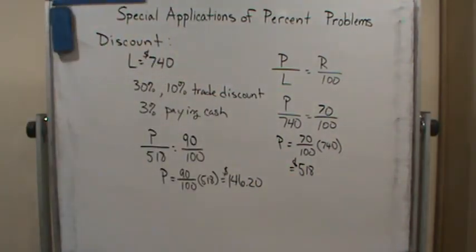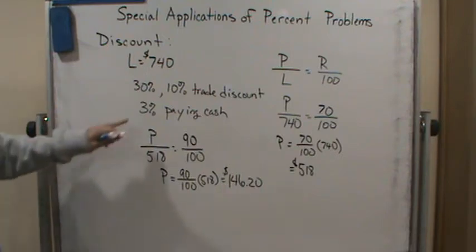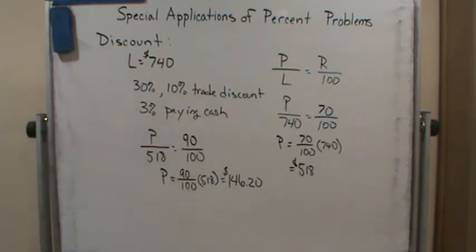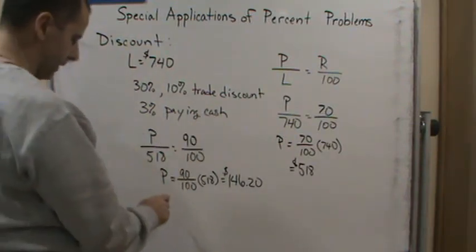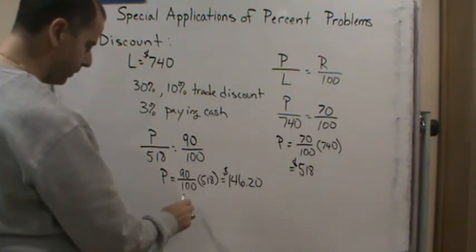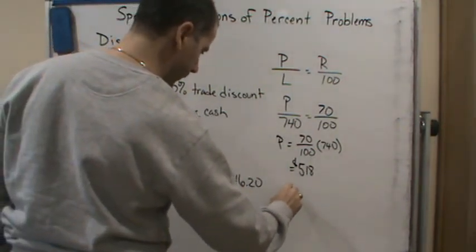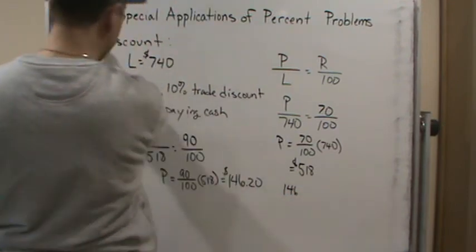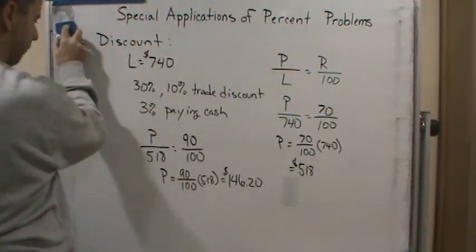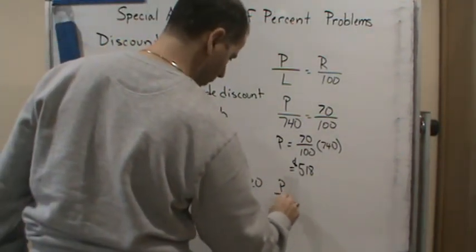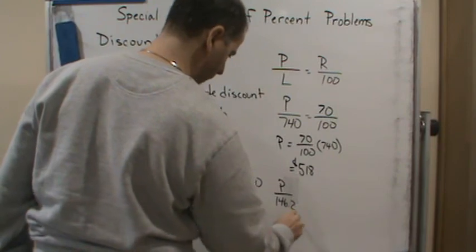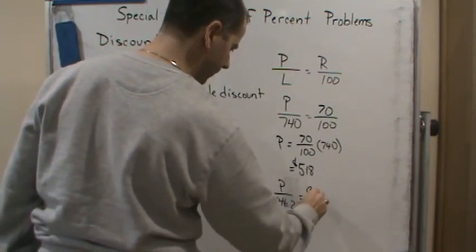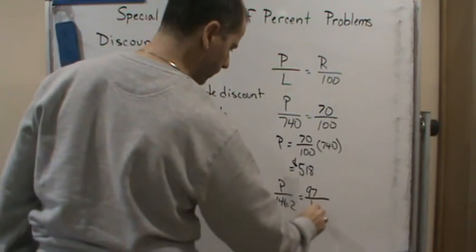Okay, so now I'm not done. Now I've got the 3% cash discount, right? So now I'm going to end up with 97% of what I have left over. So now I'm going to set up my last proportion because I've got that 3% discount to take in. I'm going to set up my proportion as P over 466.2 is now equal to 97 over 100, because I want 97% left over or remaining.